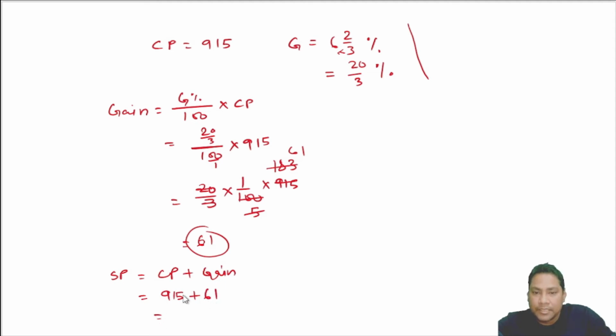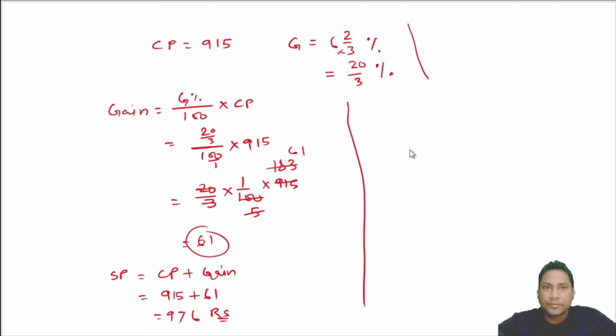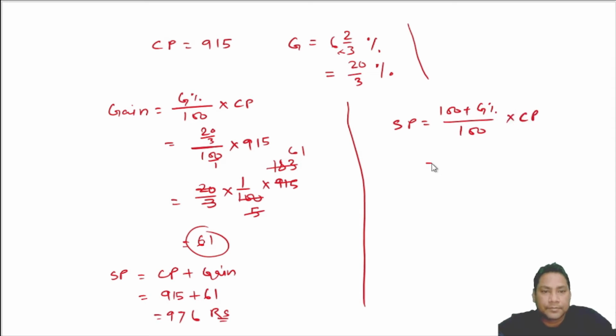Now we'll add this: 5 and 1 is 6, 6 and 1 is 7, and 976 rupees is the selling price of the item. Now we will solve these questions by the formula basis. The formula of selling price when the cost price and gain percentage are given is (100 plus gain percentage) divided by 100 multiplied by cost price.